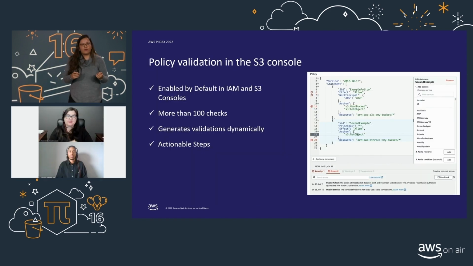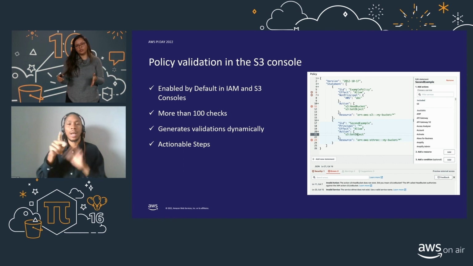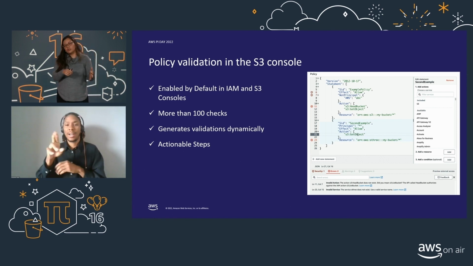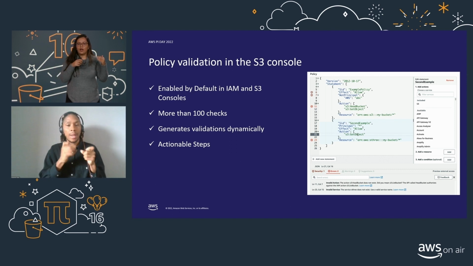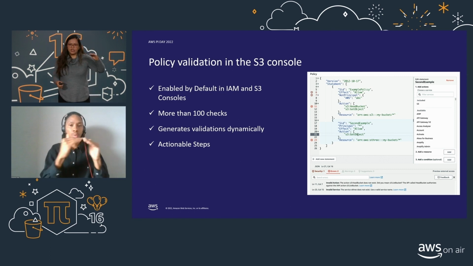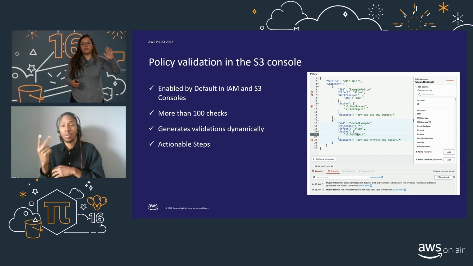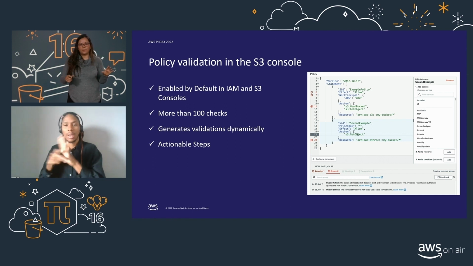So like I said before, policy validation is a great feature that is turned on by default in the JSON policy editor in both your IAM and S3 console. In the IAM console, you can view findings generated by this feature when creating a managed or inline policy for your IAM principals, both roles or users. In the S3 console, you can view findings generated by the policy validation feature in the policy editor when you're creating a bucket or an access point policy.